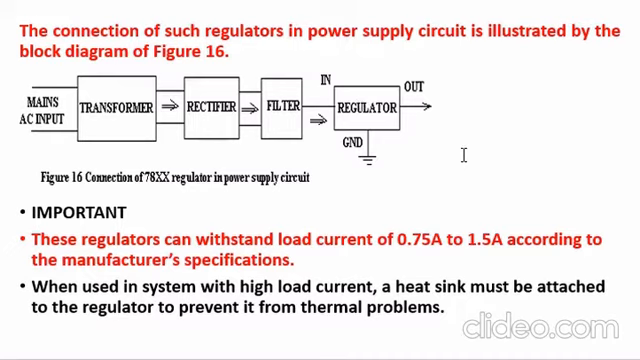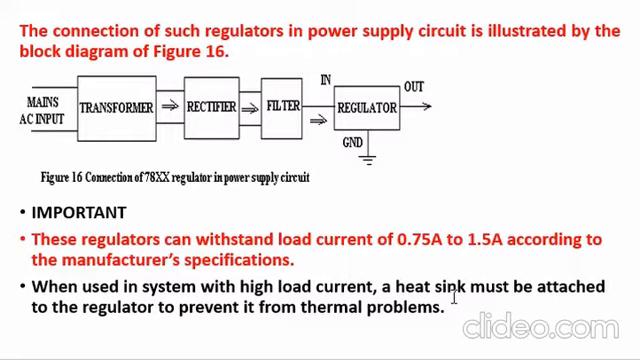So one important thing we need to know is that these regulators we have seen, the 78 family and 79 family, can range from 0.7 amperes up to 1.5 amperes according to the manufacturer's specification. So whenever you want to supply a current in this range, you can use this family. When it is more than that, then we have other regulators available. So when they are used in a system with a high load current, we attach what we call a heat sink. It is a metal, mostly aluminum. We connect it to the body of that IC so that whichever heat is generated, it will absorb it and dissipate it to the outside wall.